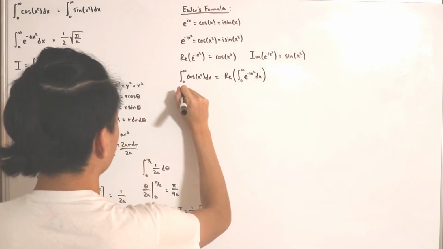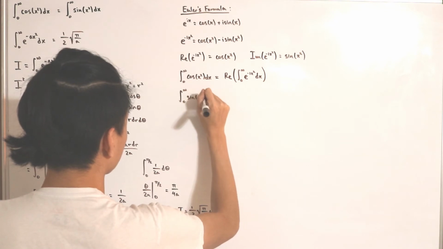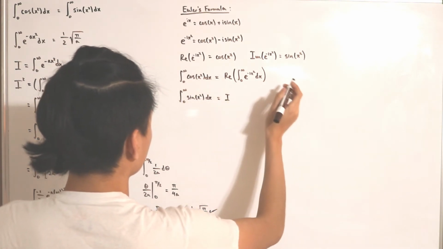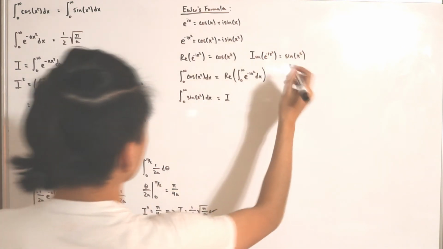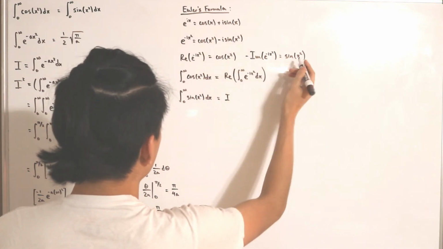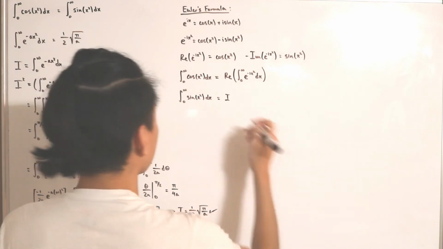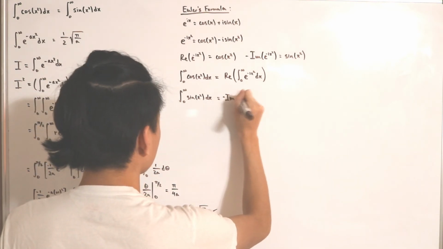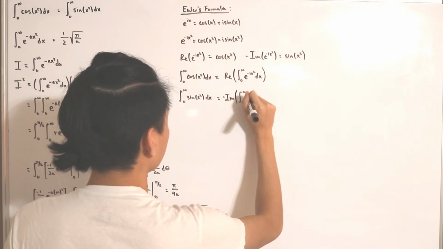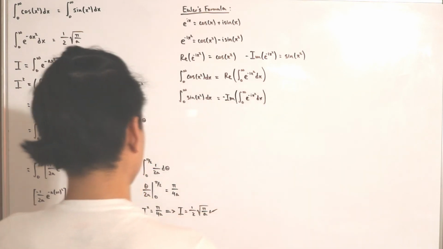And then now we have the integral of sine of x squared dx is equal to, okay, and this is actually supposed to be the negative, since we're taking the negative imaginary part of e to the negative ix squared, which is equal to sine x squared. So this has to be a minus over here, and this is the integral from 0 to infinity of e to the negative ix squared dx. Okay, nice.